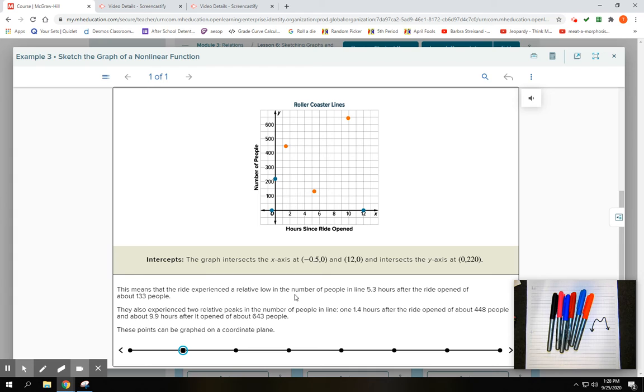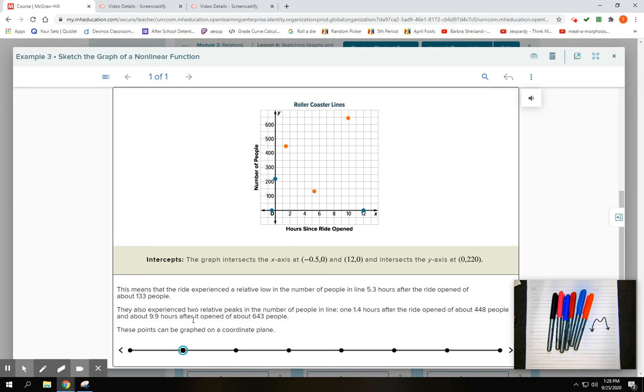low in the number of people in line 5.3 hours after the ride opened of about 133 people. That doesn't go with this right here, but that's okay. They did tell us above that at 5.3 hours, there was only 133 people in line. So we know that we dipped down right here. They also told us that at 1.4 hours, there were 448 people in line. So at 1.4, 448, we have a dot.